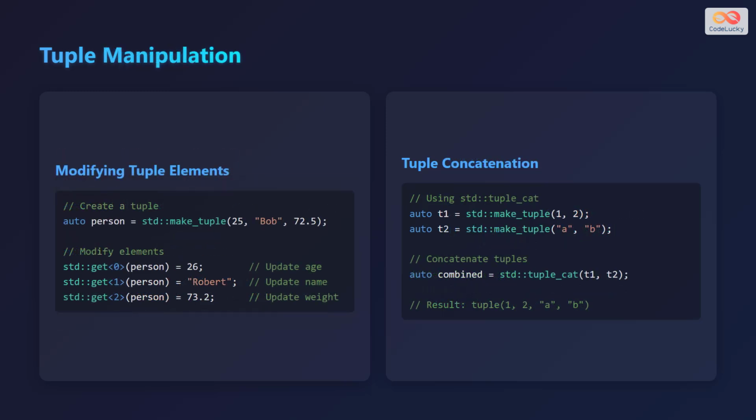Tuples are not just for storing data. You can also modify their elements. To modify elements in a tuple, use std::get with the index of the element you want to change and assign a new value to it.